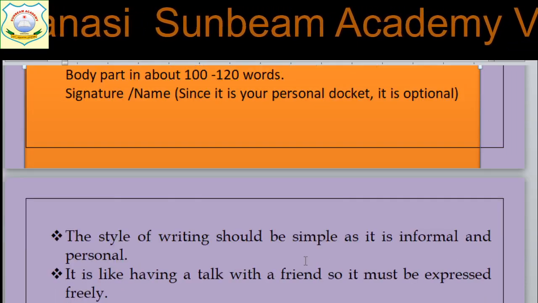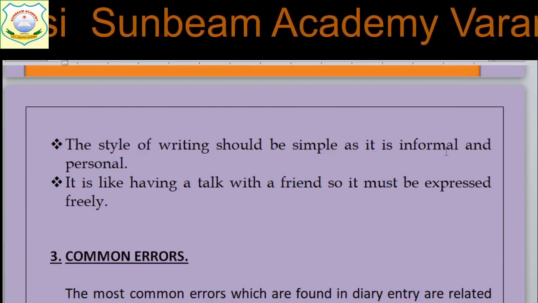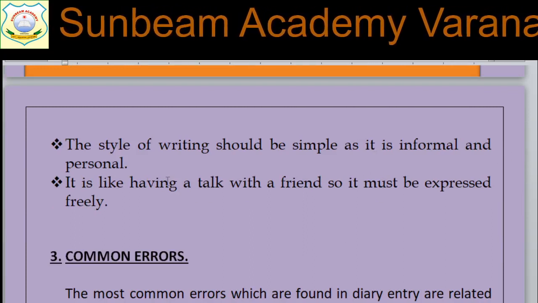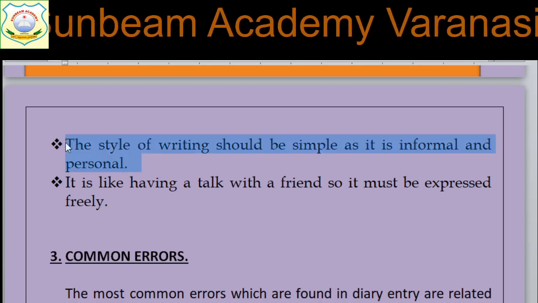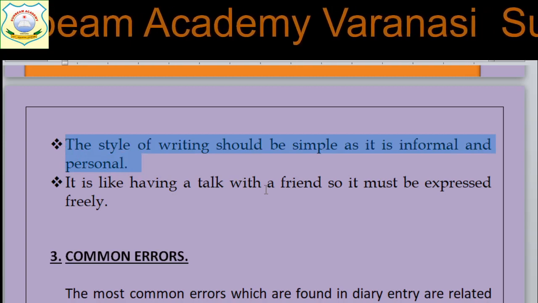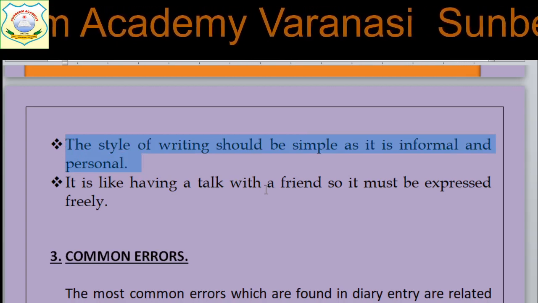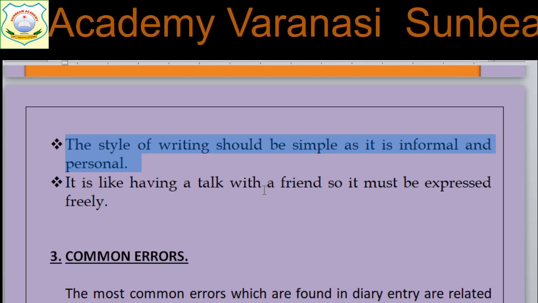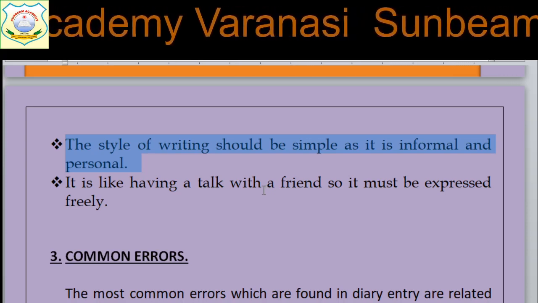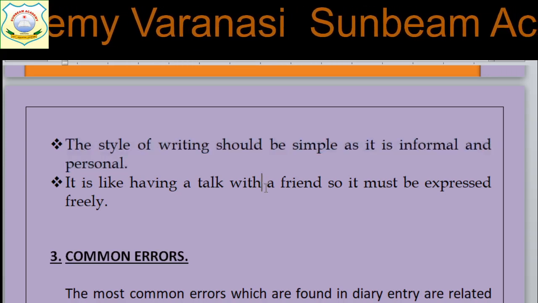Children, next is that the style of writing should be simple as it is informal and personal, because you have never been formal in your bedroom with your parents. You are always informal. But in school, in office, outside house, you have always been formal. But at home, informal.